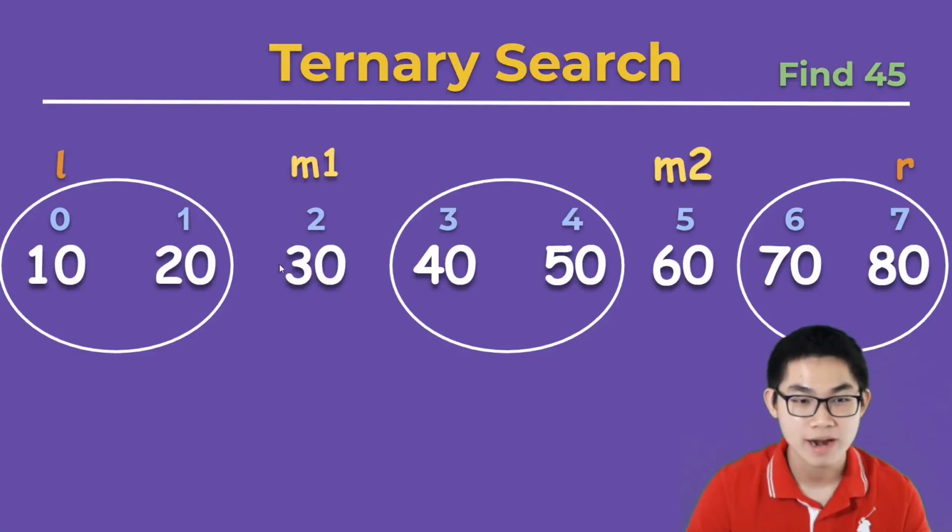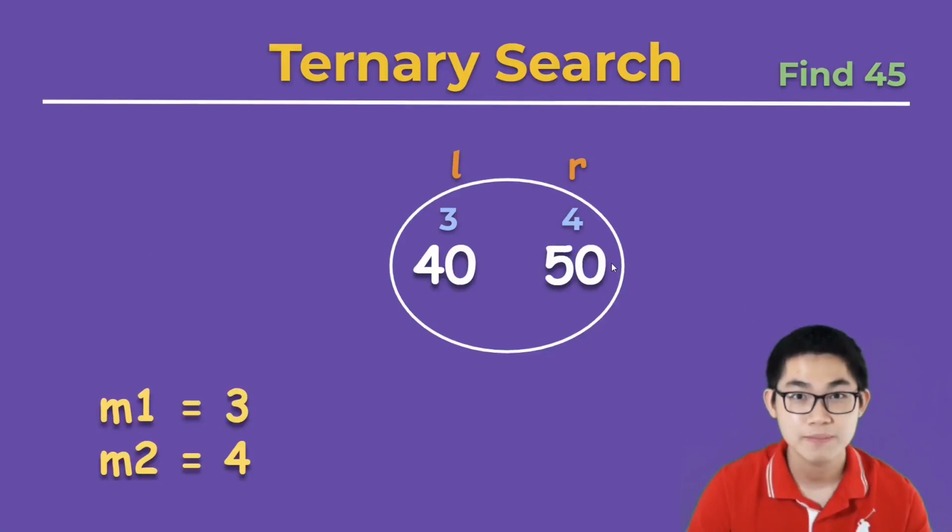We look at M1, that's not 45. We look at this, that's 60, which is not 45. But then we notice that 45 is between 30 and 60, so it has to be in the second group. We move L to the second group and R to the second group. And then we repeat this process.